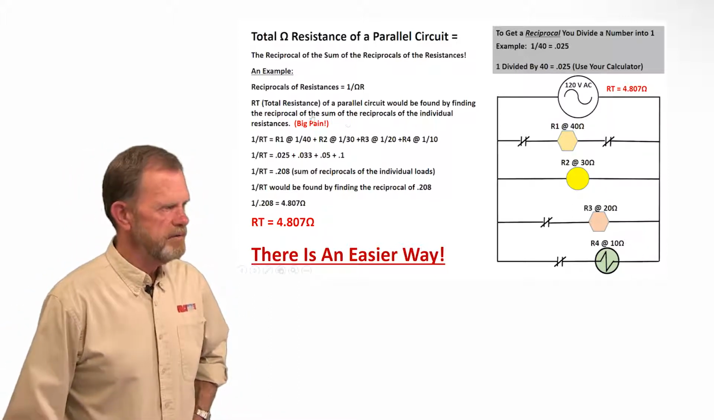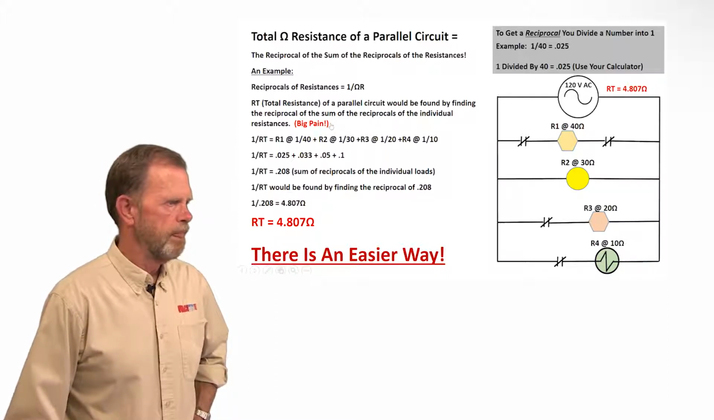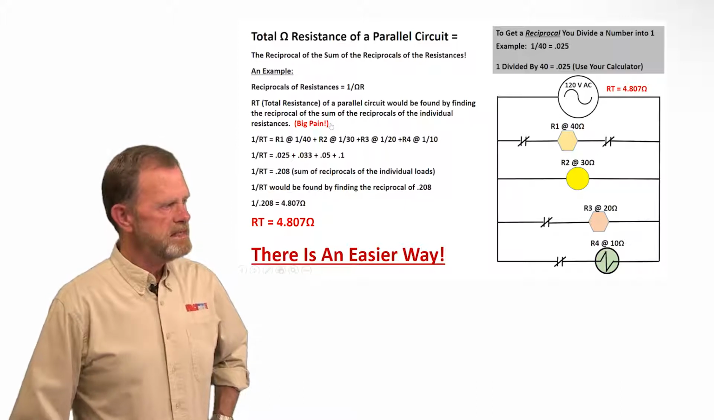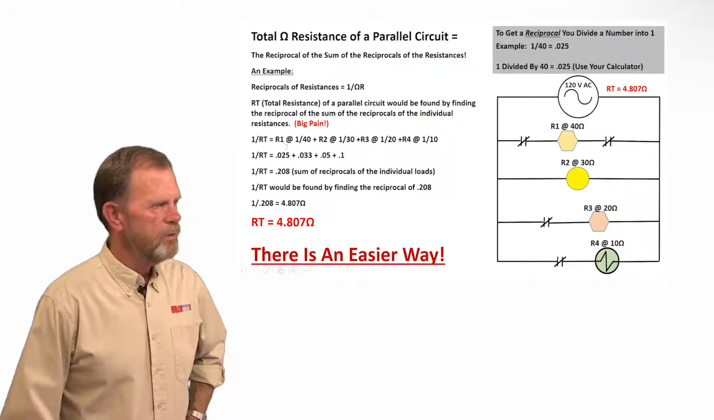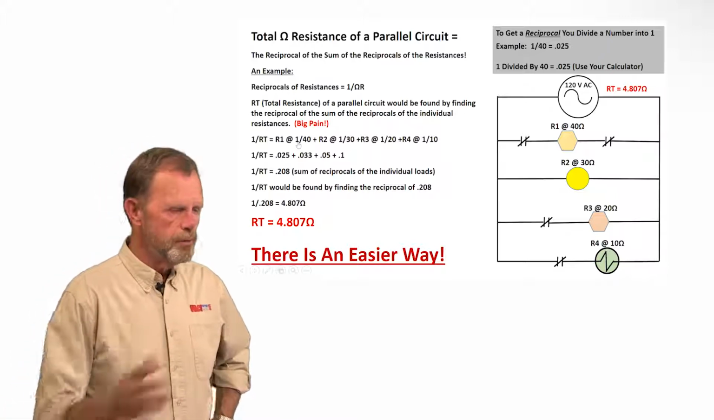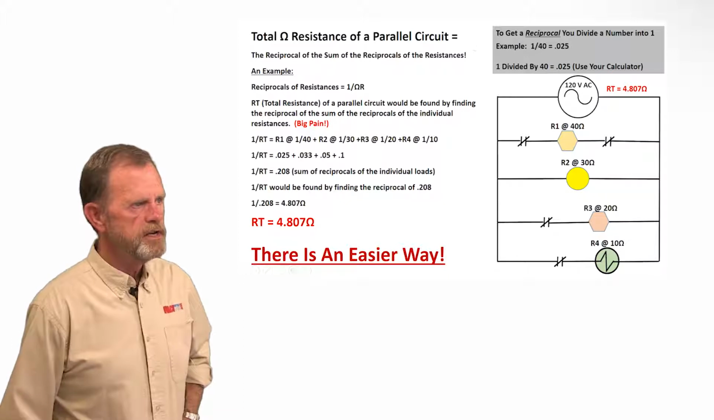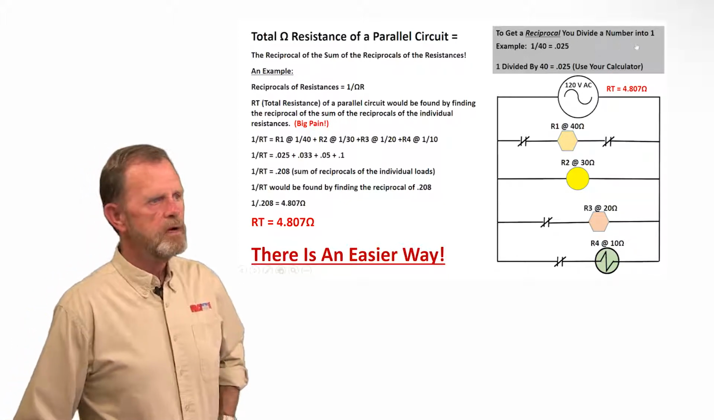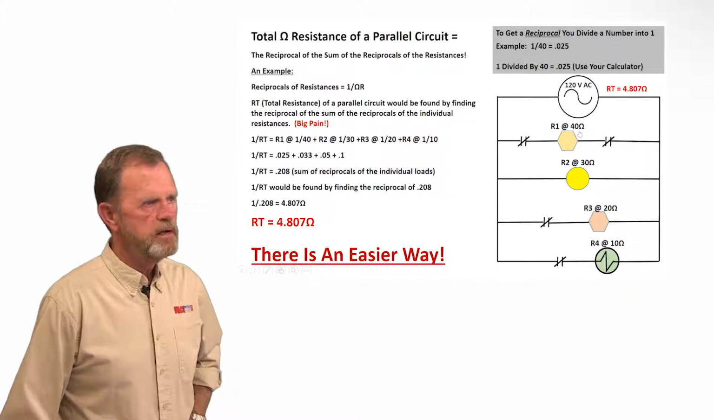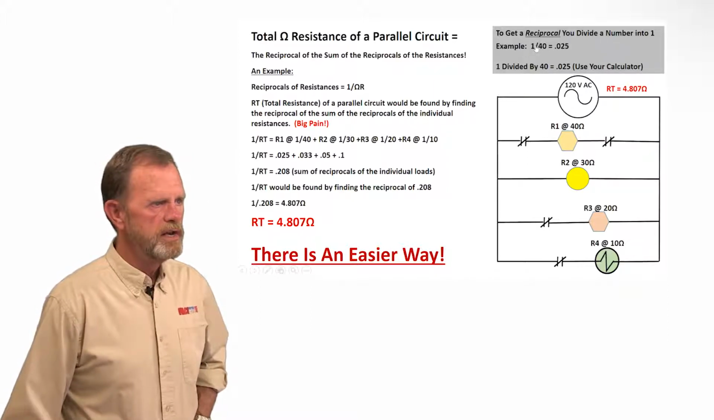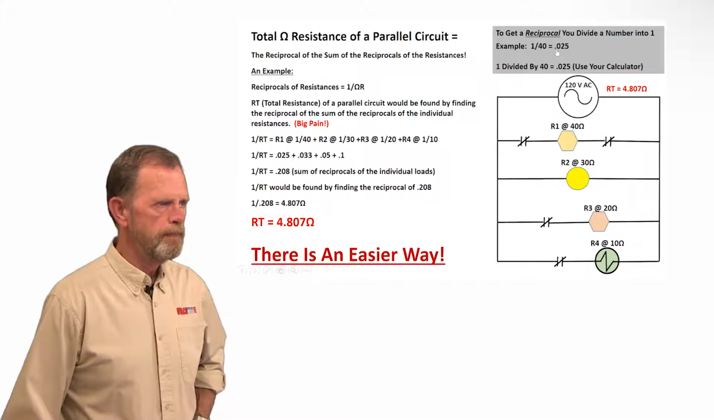And as I say right here in red, big pain, all right? So what it means is the math that I've done here. I've got R1 at 1 over 40, and 1 over 40 would be the reciprocal of 40. Remember, up here, to get a reciprocal, you divide a number into 1. And we got a 40 ohm resistance here. We're going to divide it into 1, and that gives me a reciprocal of 0.025.